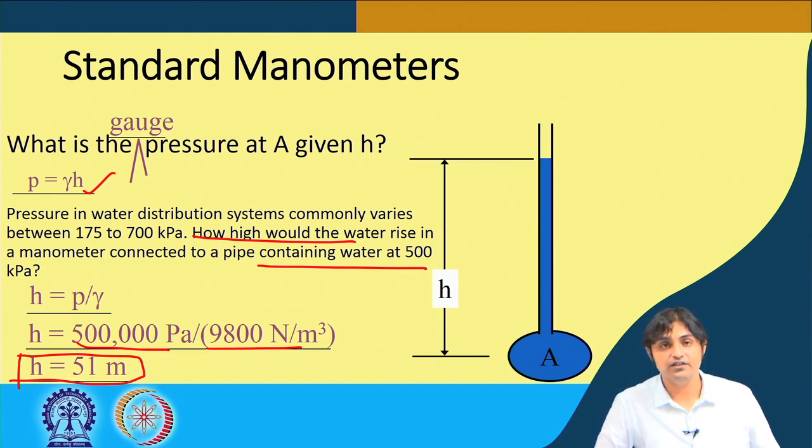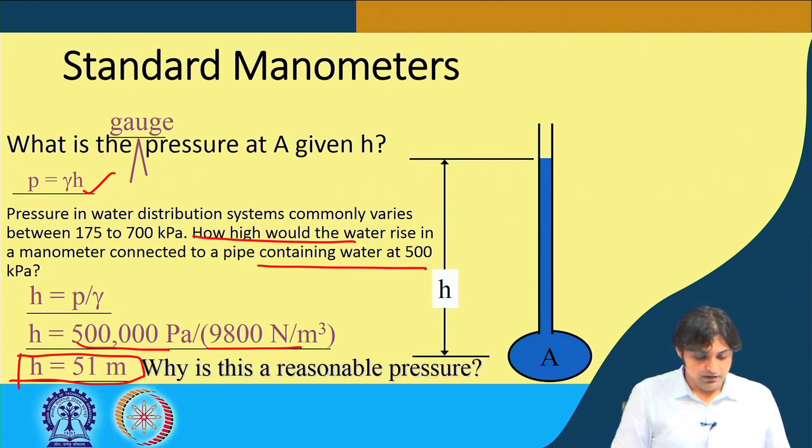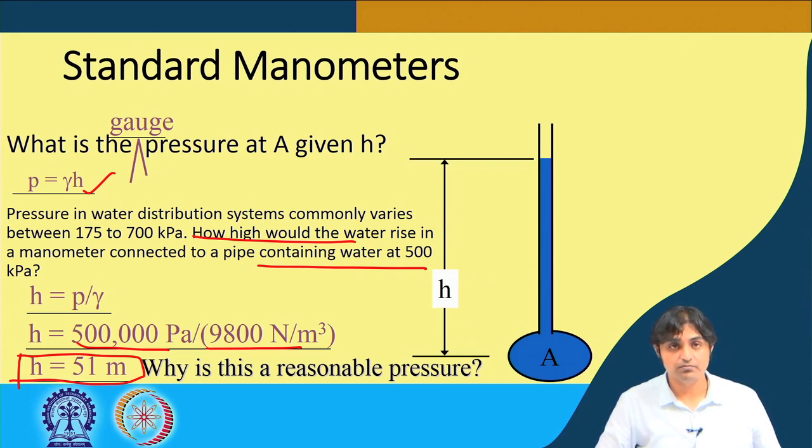See, 51 meters is too high. So that is the reason for using denser liquids like mercury. The height to which it will rise will be much less. If you want to calculate, you can divide it by 13.6, so it will be something like less than 4 meters. Good. So why is this a reasonable pressure? I mean, this is a reasonable pressure. I think you can think about it, and we can discuss that in the forum.